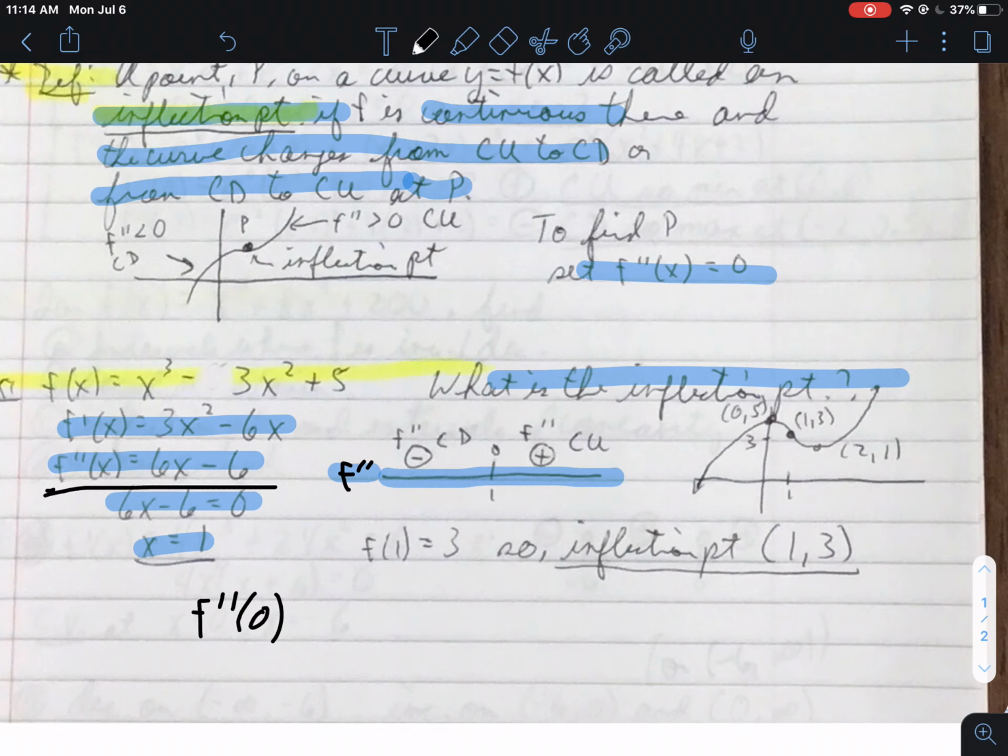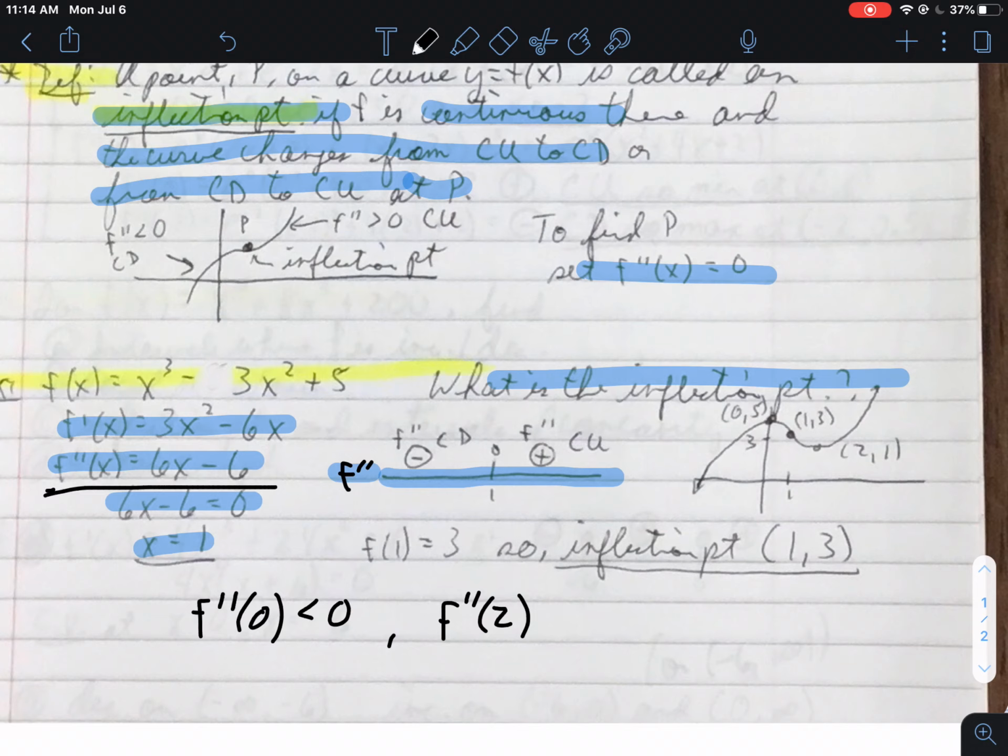And if you plug in 0, you will get negative 6. So f double prime of 0 is negative. It's less than 0. And then we'll pick a number on the right side of 1 in that other interval. Let's say 2. Now again, I'm plugging this into f double prime. So, try to be consistent. Make sure you label everything clearly.